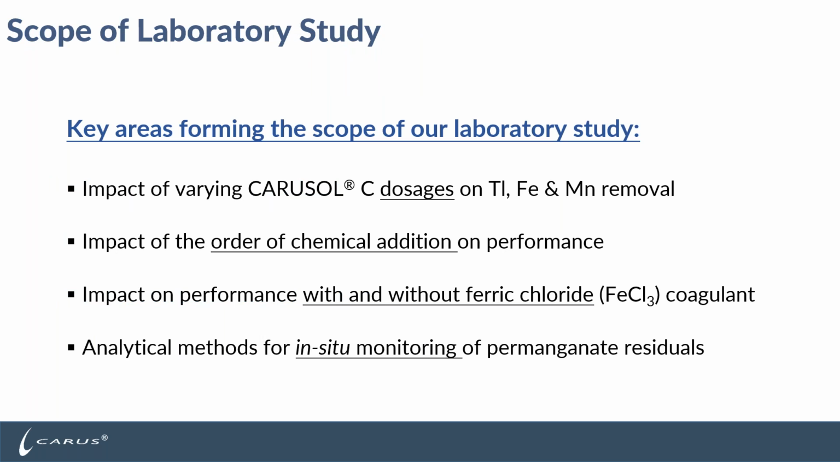So with these operational goals in mind, our lab studies were focused on 4 main areas. The impact of varying permanganate doses on thallium, iron, and manganese removal, the impact of the order of chemical addition on metals removal performance, the impact on performance with and without ferric chloride coagulant, and finally, analytical methods for in situ monitoring of permanganate residuals.